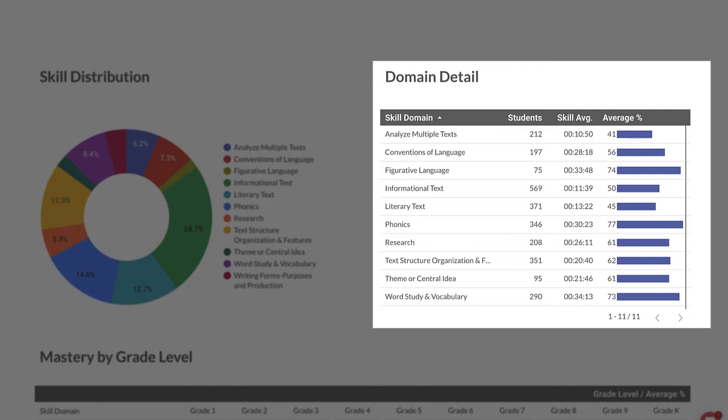The next chart is domain detail. Here you see each skill domain with completed skills, how many students completed the skills in each domain, the average amount of time to finish each skill, and the average mastery for each domain. This black line represents 80% mastery of the domain.